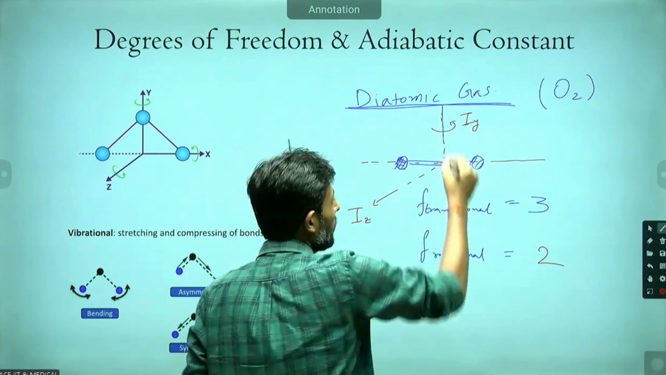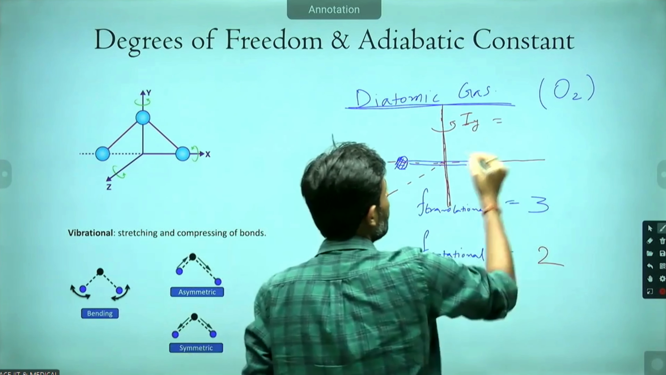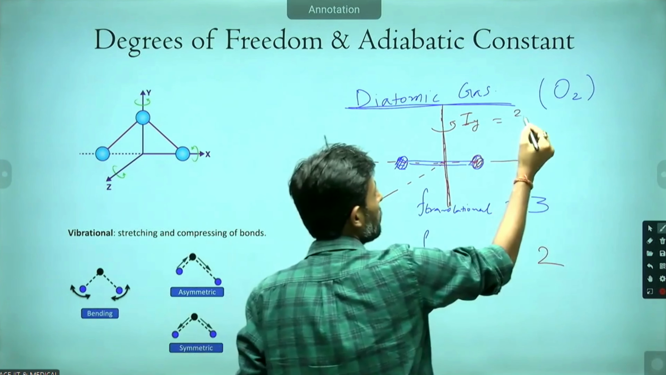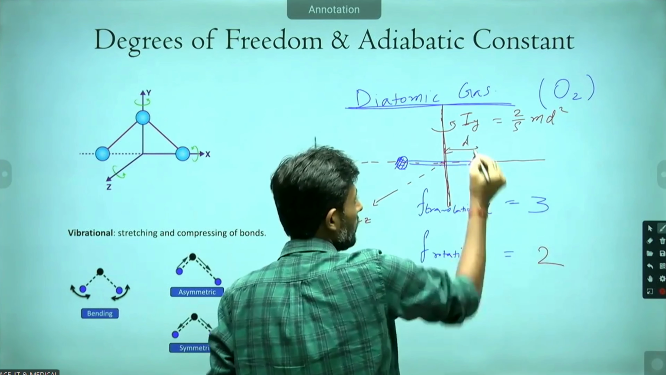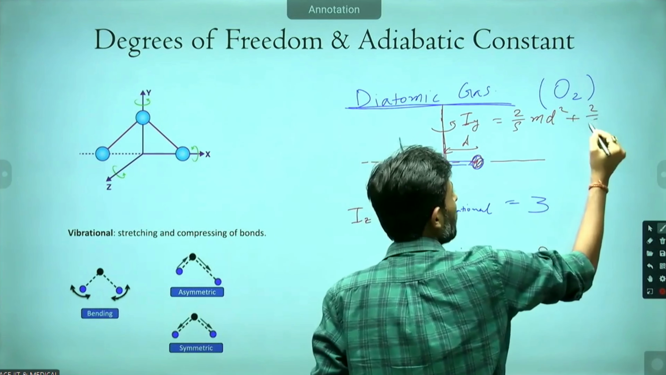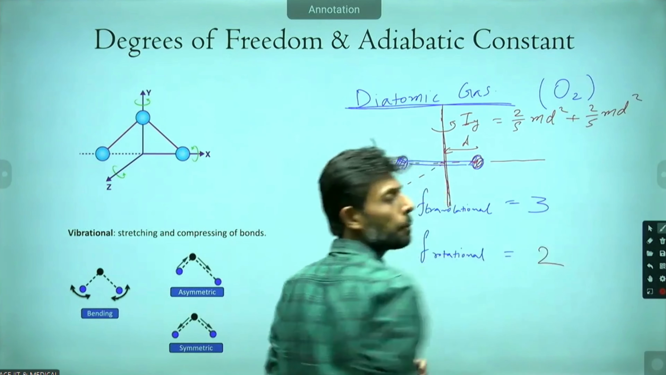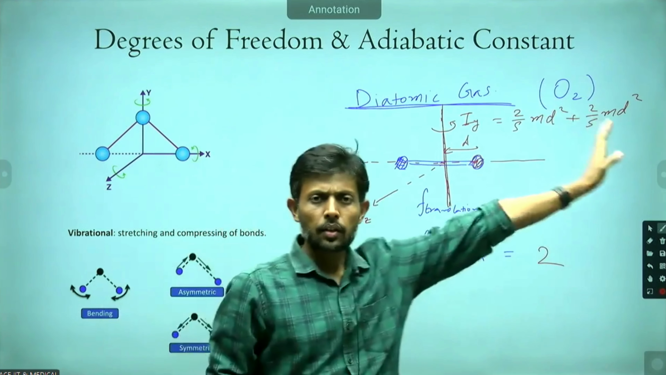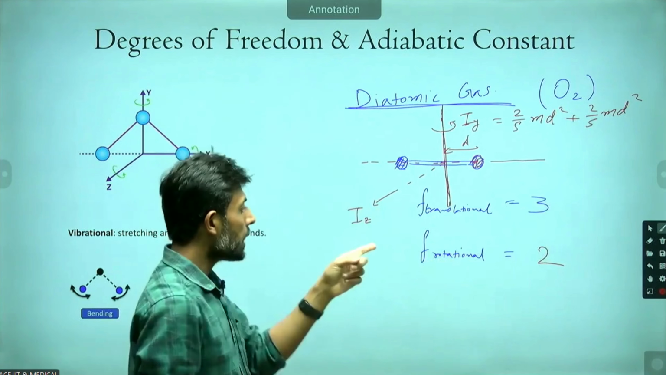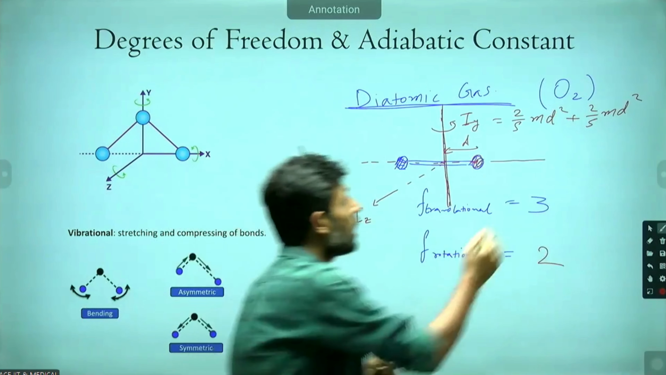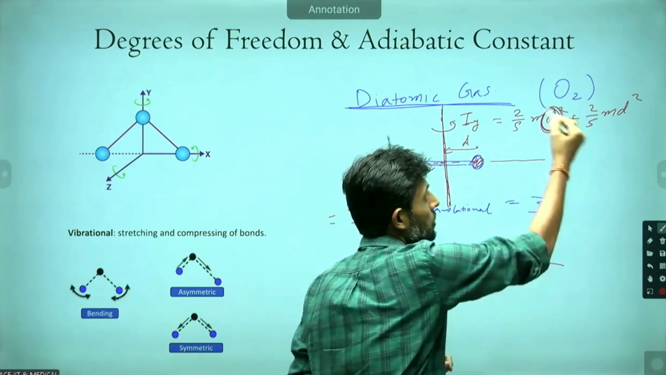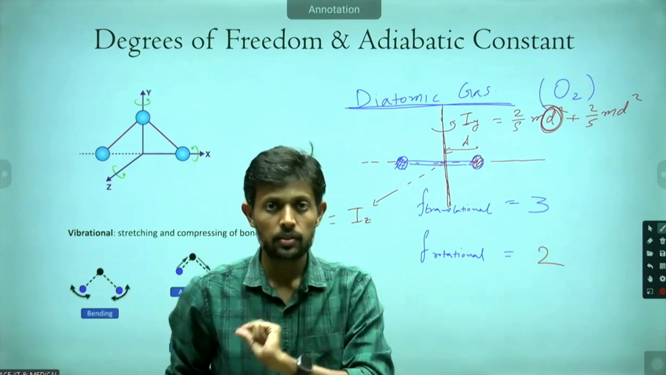So if I'm calculating the moment of inertia, since these are spheres, it's going to be 2 by 5 md square, where this is d, plus 2 by 5 md square, right? Significant value. Same thing for Iz, significant value, because the distance in question is much, much larger than the radius.